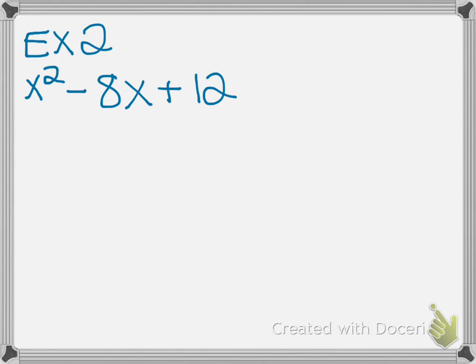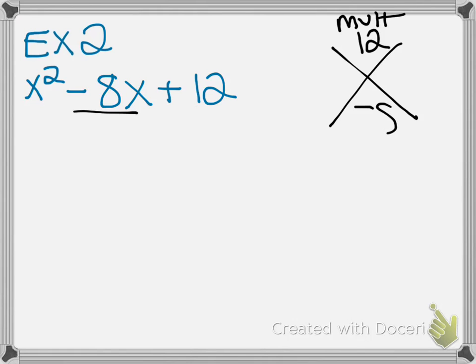All right, let's look at another example. Same thing. We just use this x to help us organize our information. So I want to figure out what's going to multiply to give me my c, my number outside, so 12, and then what is going to add to give me this here in the middle, so negative 8.